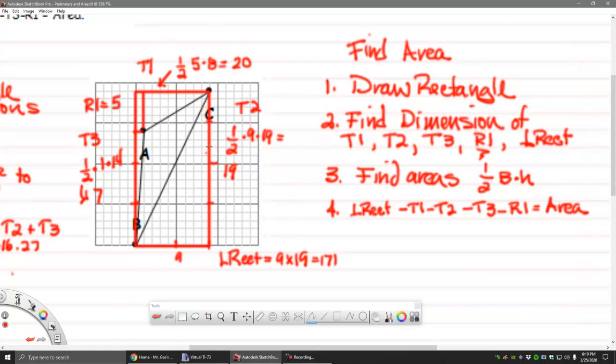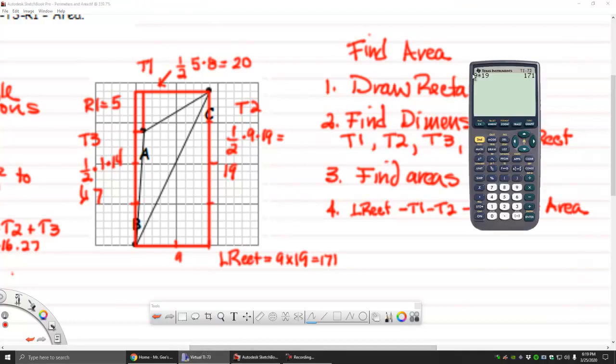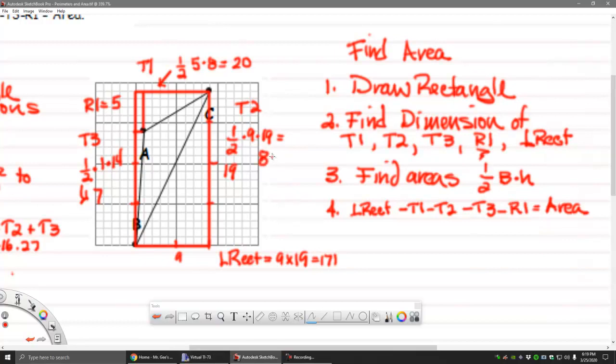And then the area of this triangle here that I have to subtract out, that's the same idea, right? But I'm going to divide it by 2. It's 85.5. Now I'm going to do what it says here. Take 171, subtract 20 from it, subtract 85.5 from it, subtract 7 from it, subtract 5 from it, and that's going to be my area of this triangle.